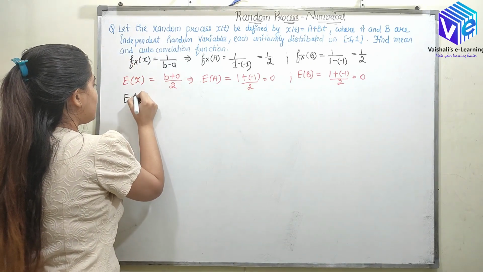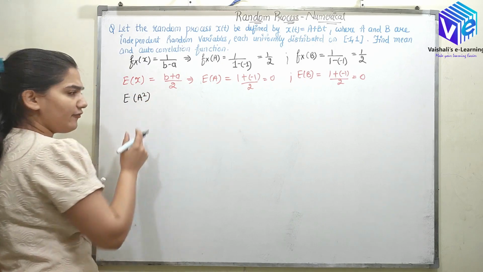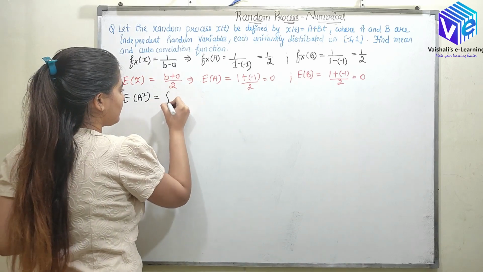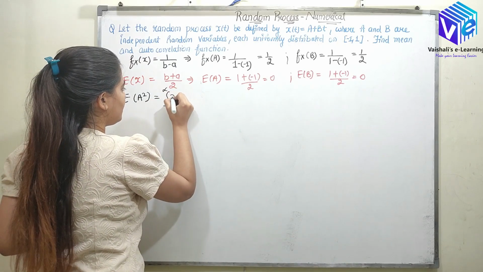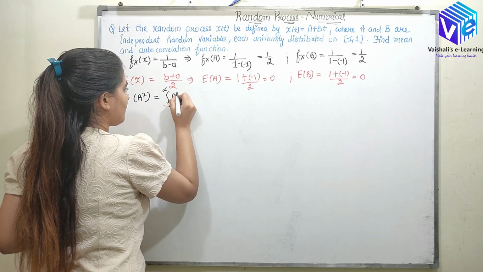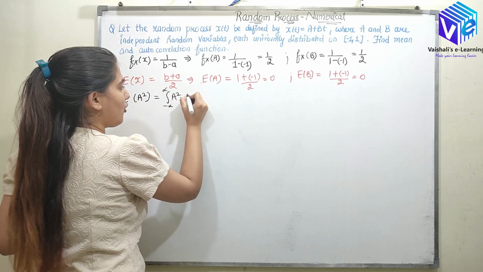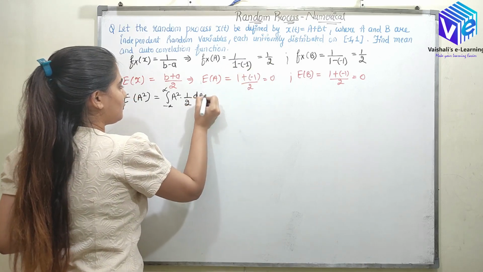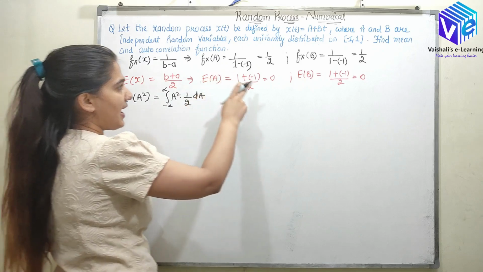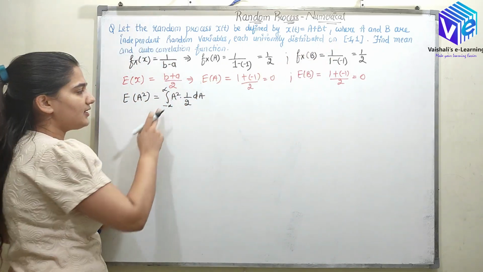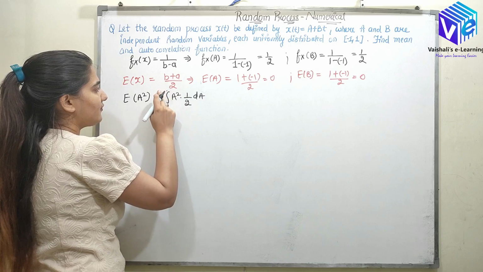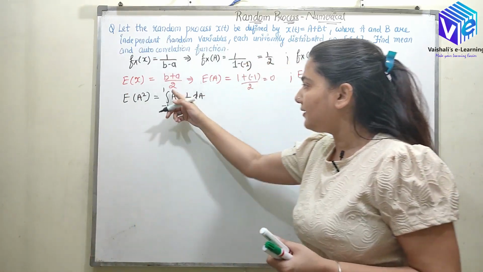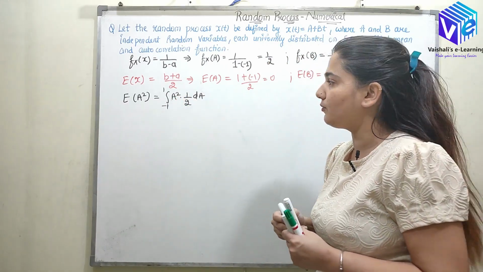Now I'll find E of A squared. The variance is given by the integral from -infinity to infinity of A squared times f(A), where f(A) is 1/2, which I have already found, dA. Since A is defined only for the interval -1 to 1, instead of the limits -infinity to infinity, I'll limit the integral to -1 to 1.